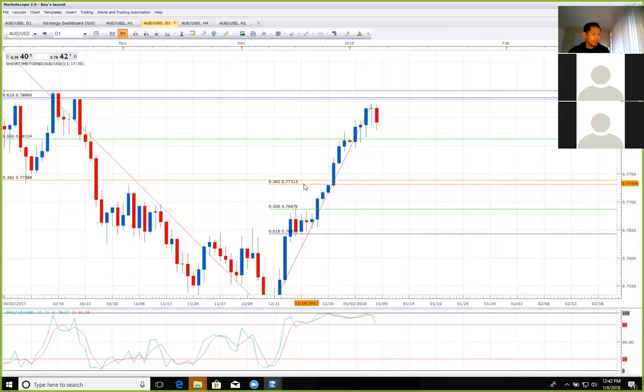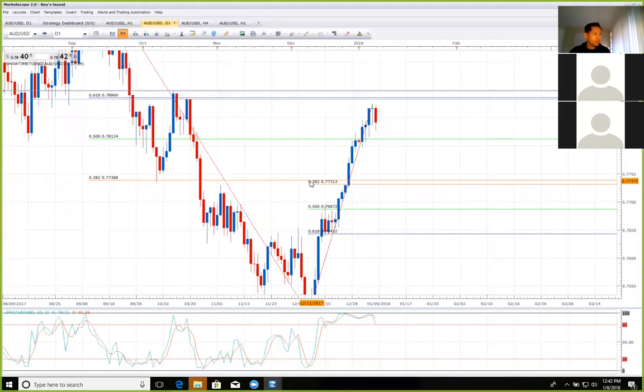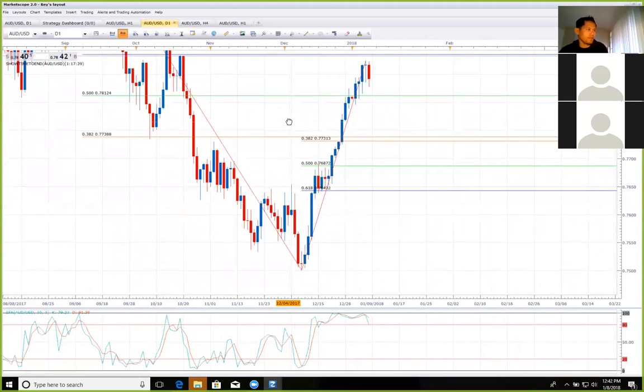Okay, that's the Aussie US dollar. This actually has a higher probability, definitely for sure.